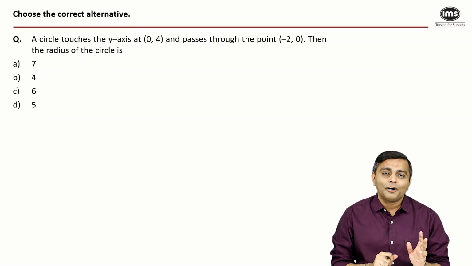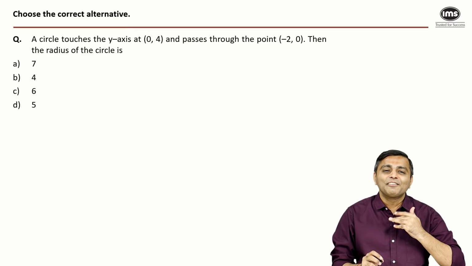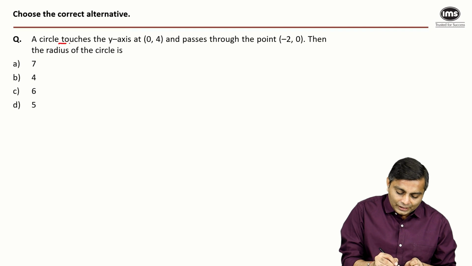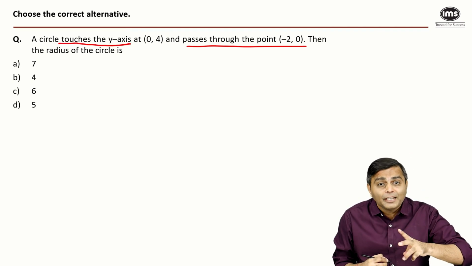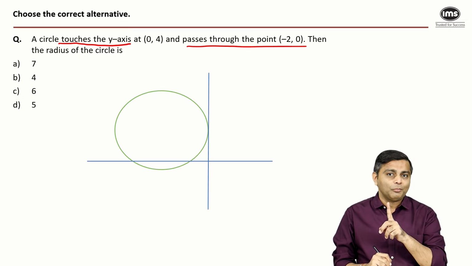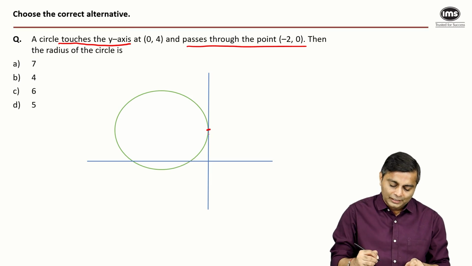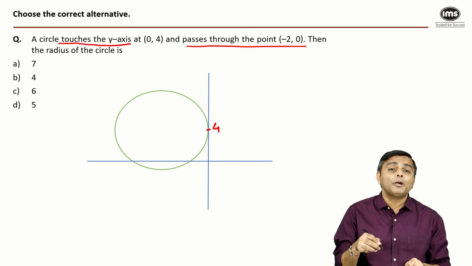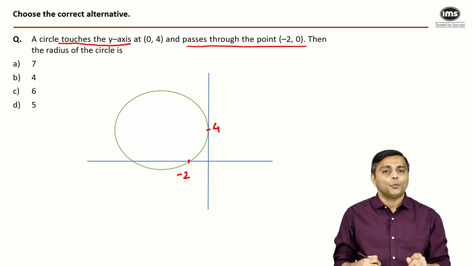Next question looks like a coordinate geometry question, and it is a coordinate geometry question for that matter, but it's a very, very simple question. Okay, circle is touching, this is very important, touching the y-axis, passing through the point. So it is very important for you to understand how to draw the diagram. Touching means there is only one point in common. Passing through means intersecting. Okay, so this point they have said is touching, so this point is actually 4. And passing through the point minus 2, 0. So this guy is minus 2.